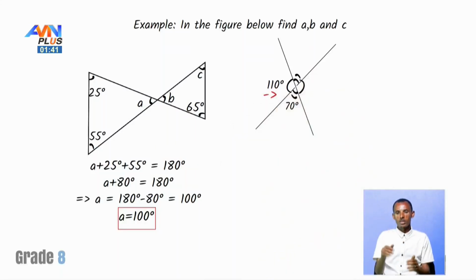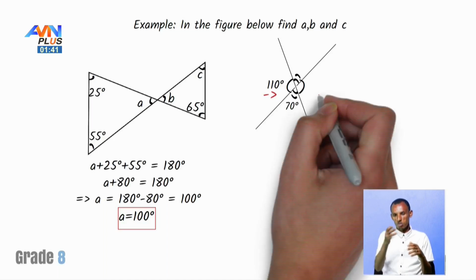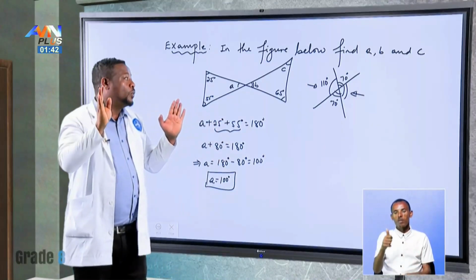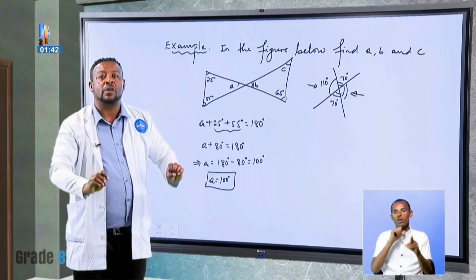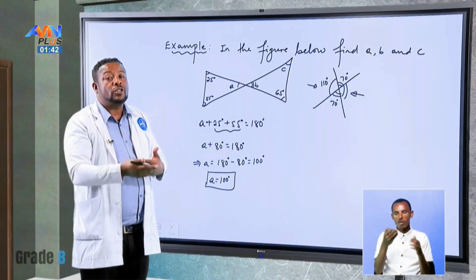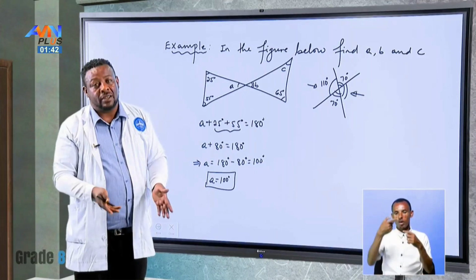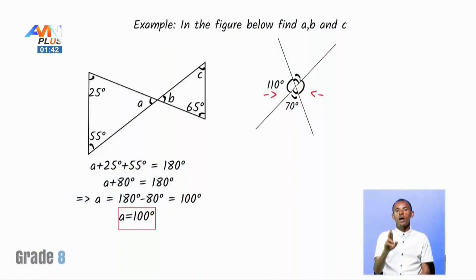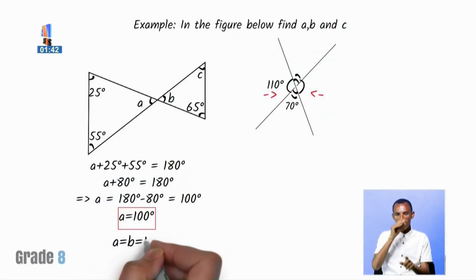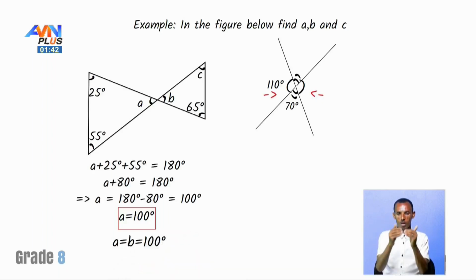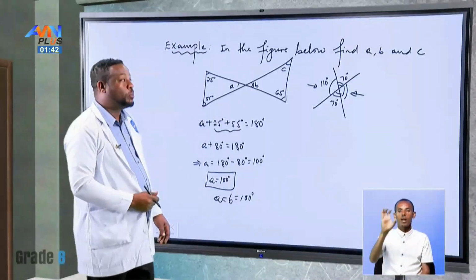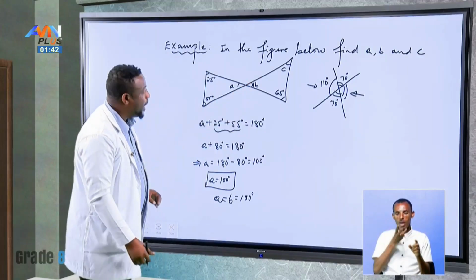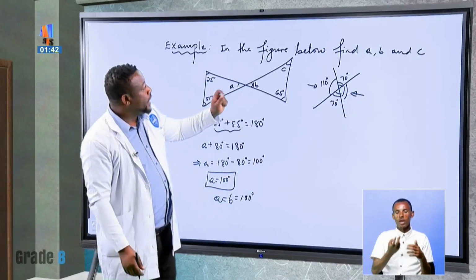At the same time, this and this are also similar. So from the figure, we don't calculate anything for B. We apply the concept of vertically opposite angles. Angle A and B are the same. They are vertically opposite angles. Now we have B, we have A, what is left?